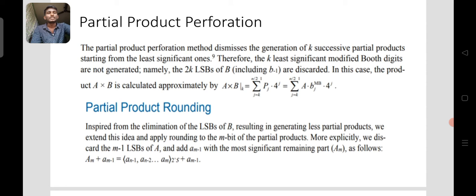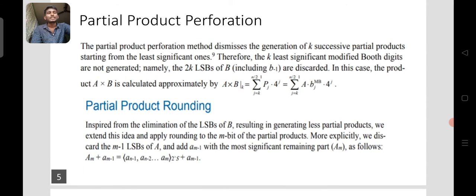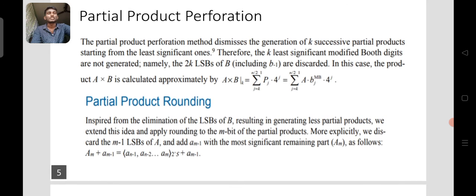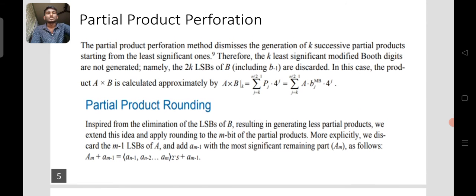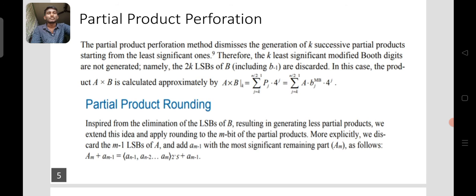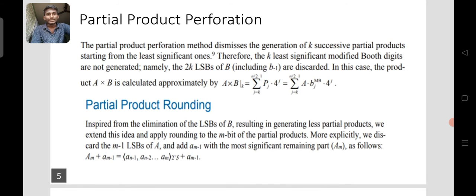Partial product rounding is inspired by the elimination of least significant bits of B, resulting in generating fewer partial products. We extend this idea and apply rounding to the bits of the partial products. More explicitly, we discard the m minus 1 least significant bits of A and add a suffix, m minus 1, to the most significant remaining part, as follows. Here you can see the form of adding the more significant digits as a suffix.